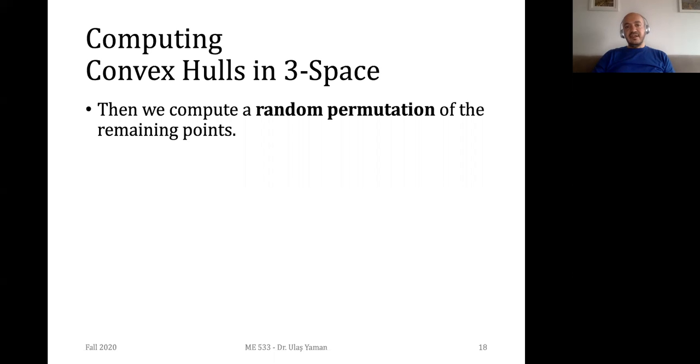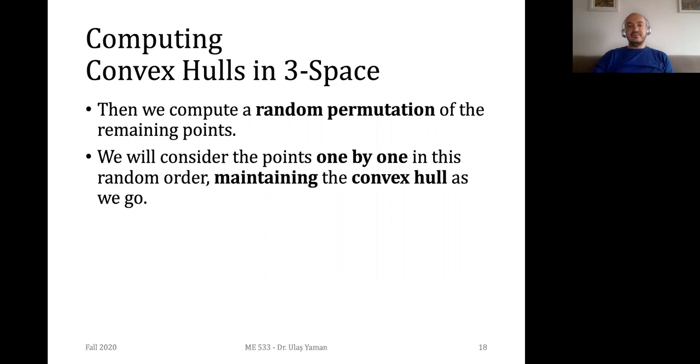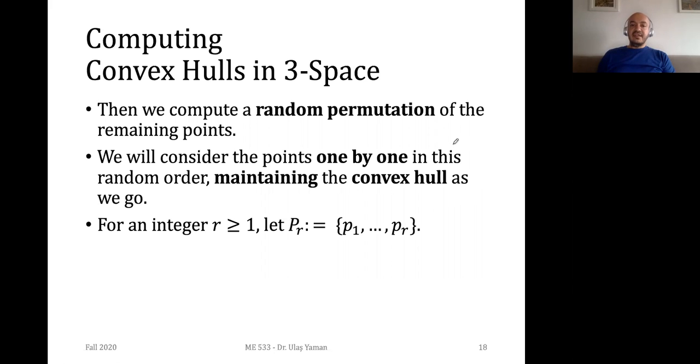And the remaining points will be in a random permutation. So you start with the 4 points and then add new points randomly. But while adding these points one by one, we should always maintain the convex hull while we are working on the remaining points, since we said that it's a randomized incremental algorithm, and at any point of the algorithm, you should maintain the convexity of this 3D shape.